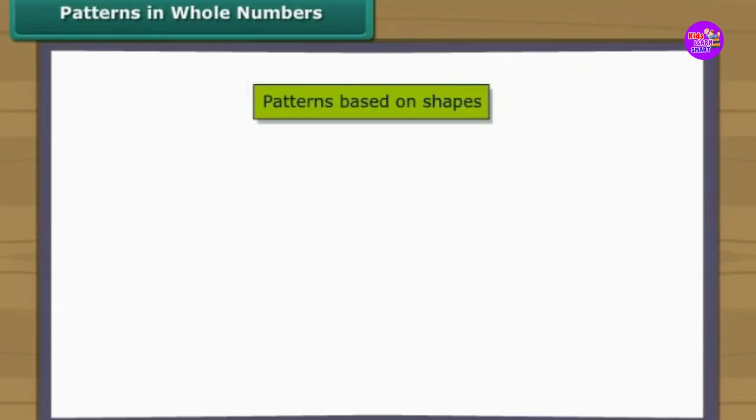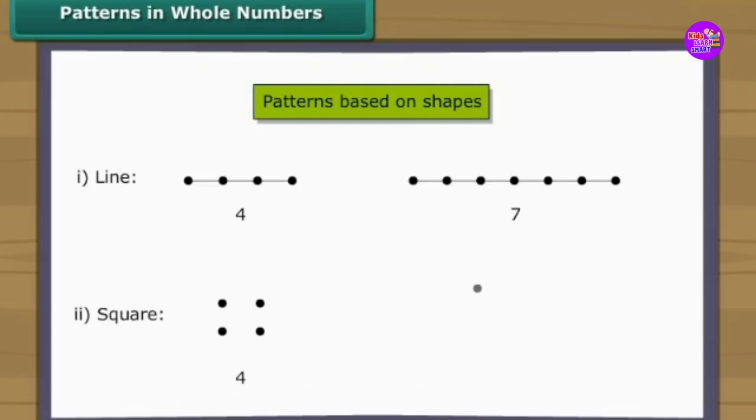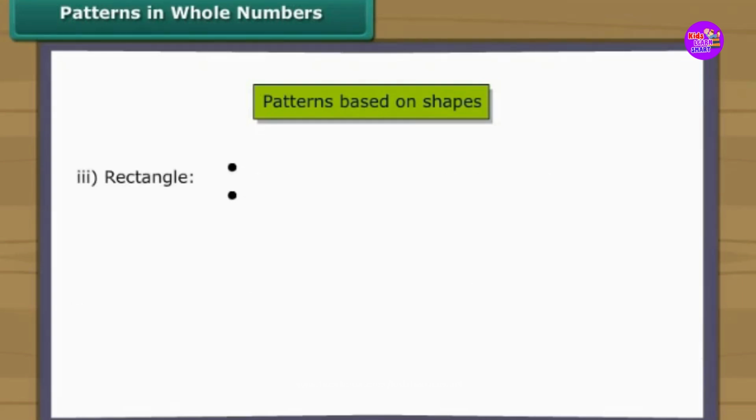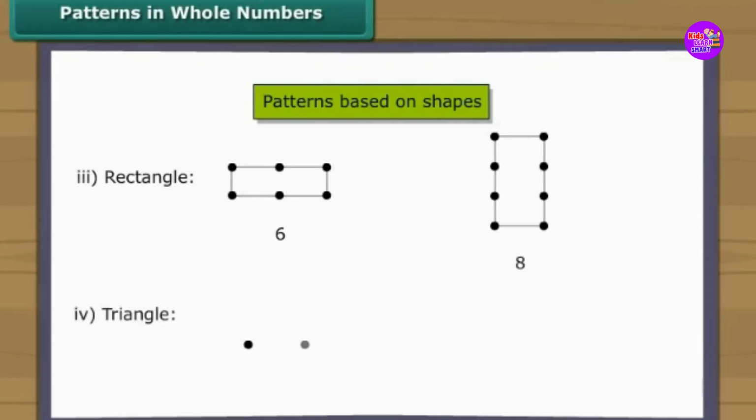Patterns in whole numbers. Numbers can be arranged in some elementary shapes using dots. The shape could be a line, square, rectangle, triangle. Every number can be arranged as a line. For example, some numbers can be arranged as squares. For example, some numbers can be arranged as rectangles. Rectangles can be horizontal arrangement or a vertical arrangement. For example, some numbers can be arranged as a triangle.